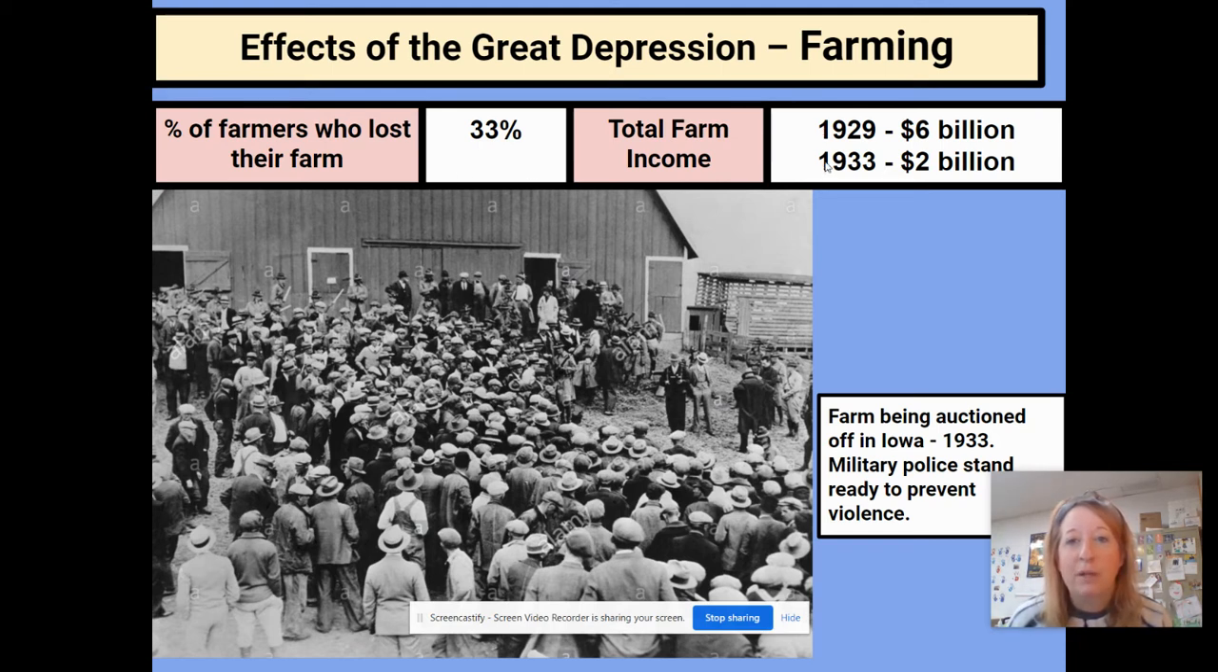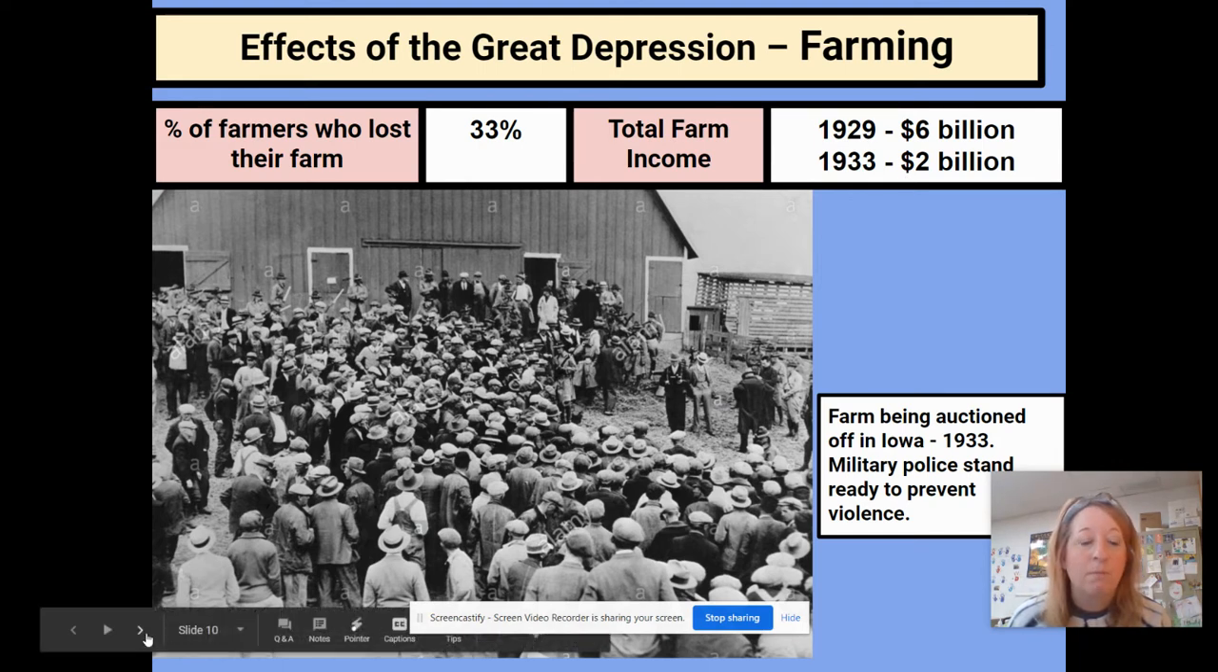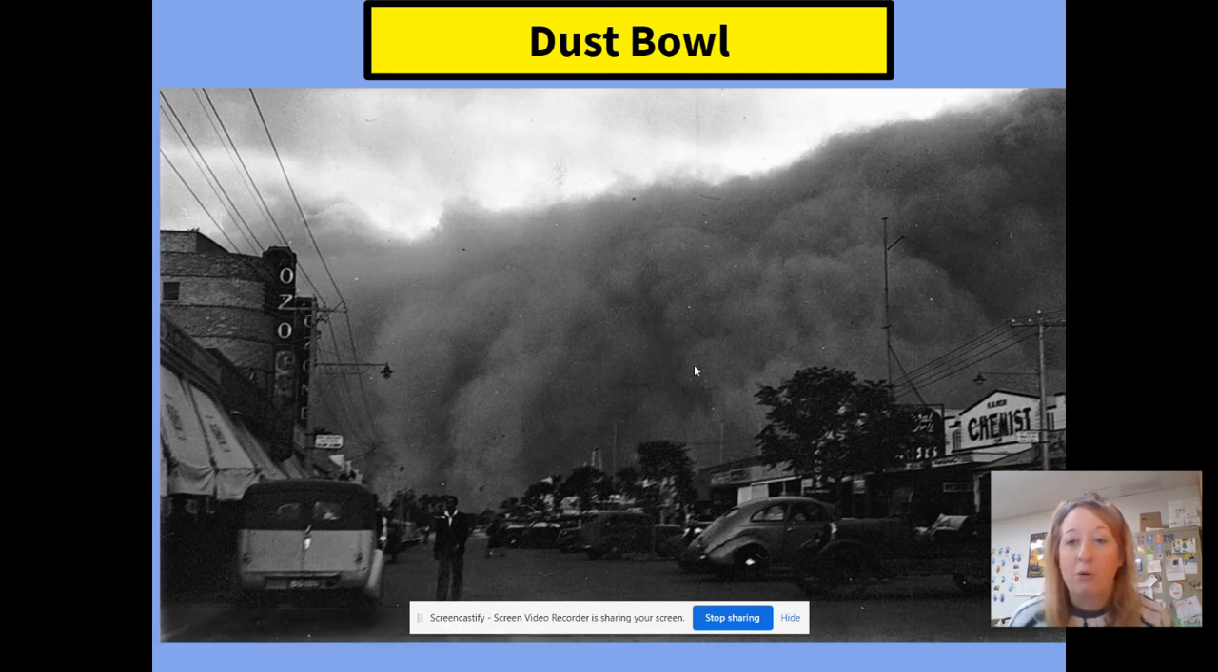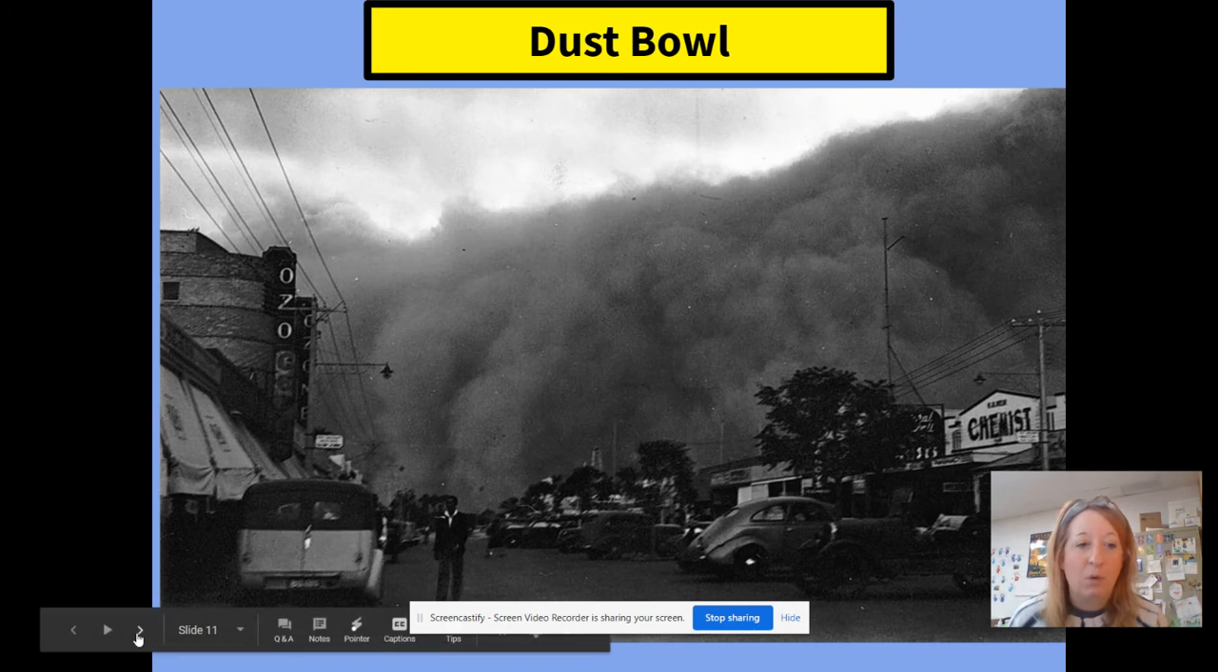But total farm income in general begins to decrease significantly during the 1930s. And a lot of this can be attributed to the Dust Bowl. If you look at this photo here, you'll notice this looks like a tornado cloud, and that's essentially what dust storms were. There was no rain, so there was a severe drought. High winds would kick up all of the dust and the topsoil, and towns across the United States would be pummeled by these dust storms.